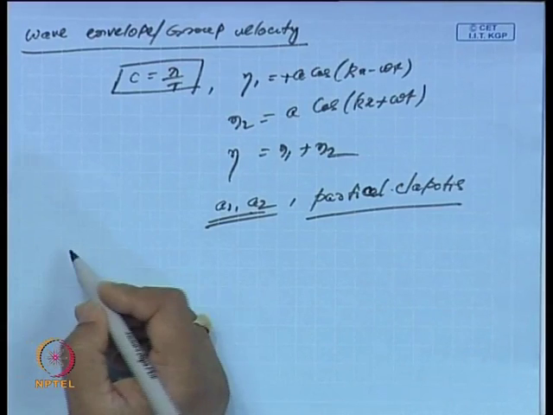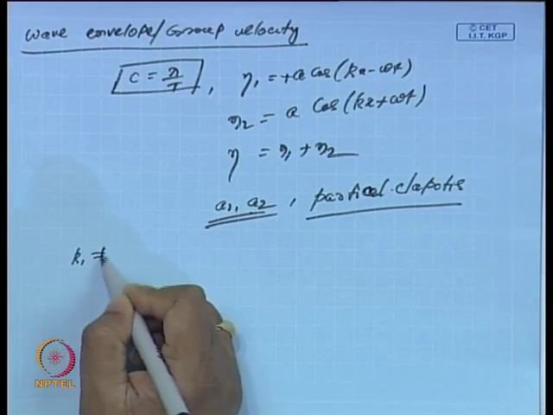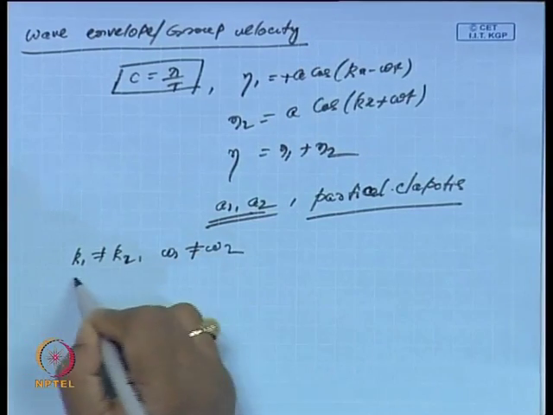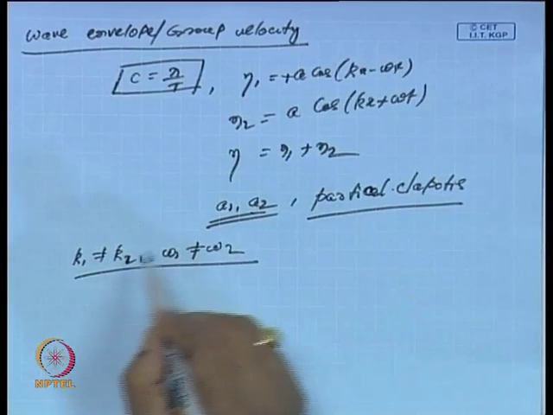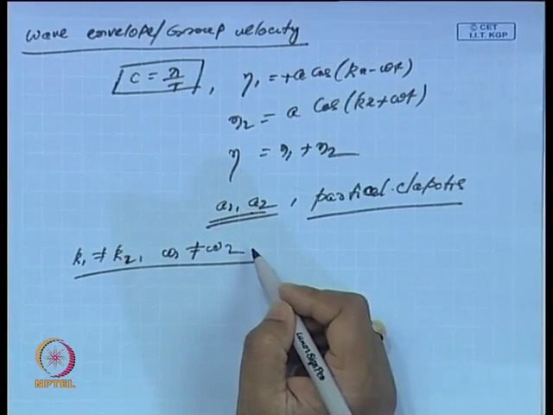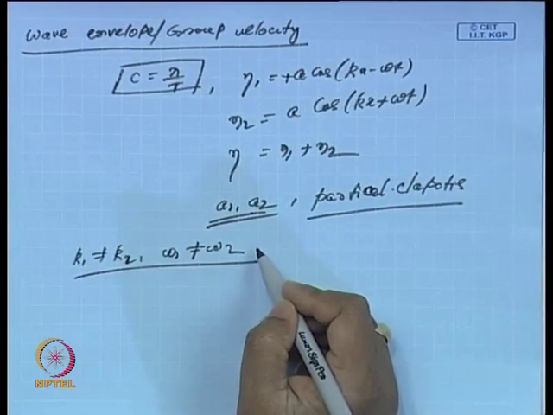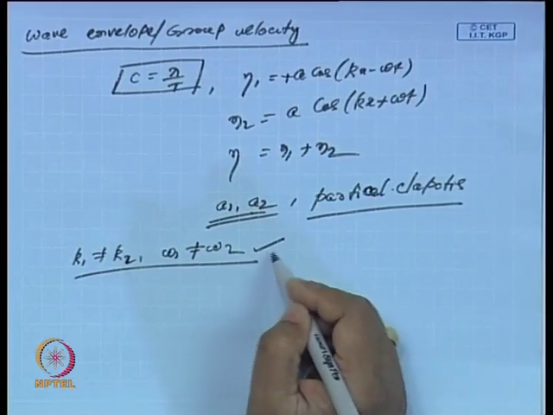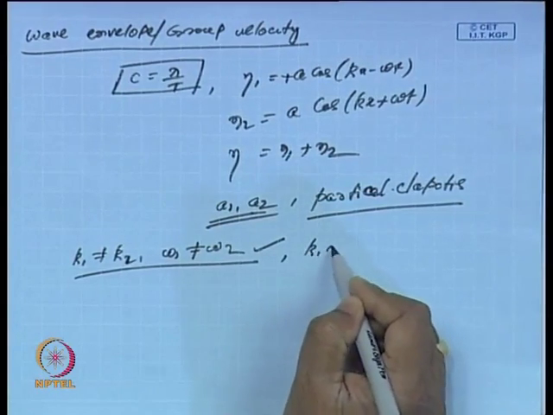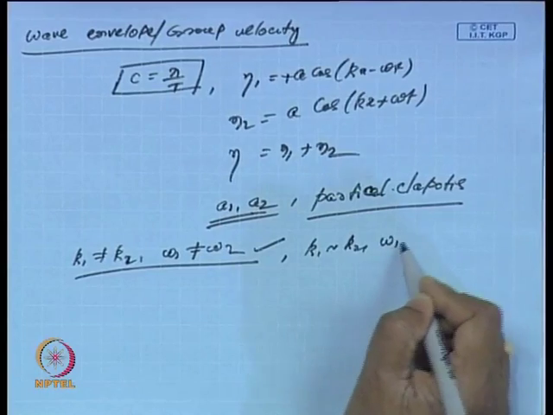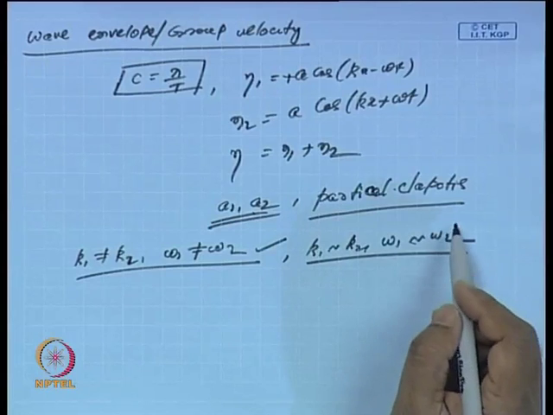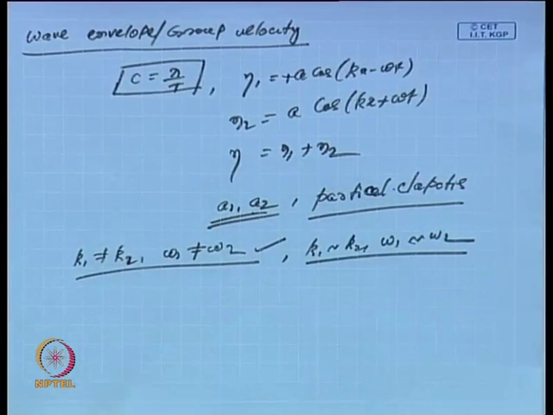My second question is: what will happen if k 1 is not equal to k 2 and omega 1 is not equal to omega 2? What happens in reality with ocean waves? We have always seen that waves of similar nature propagate, but it need not always be the same wave which propagates. So I am looking at waves where k 1 behaves like k 2 and omega 1 behaves like omega 2, but the amplitudes are the same, whereas they are similar in nature as far as the wavelength and the period of the waves are concerned.